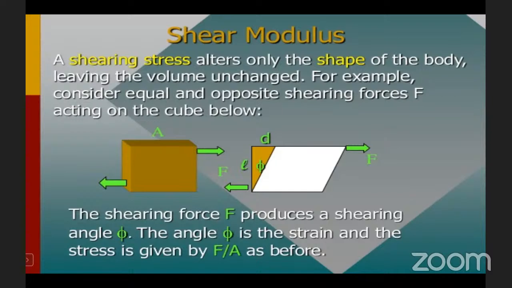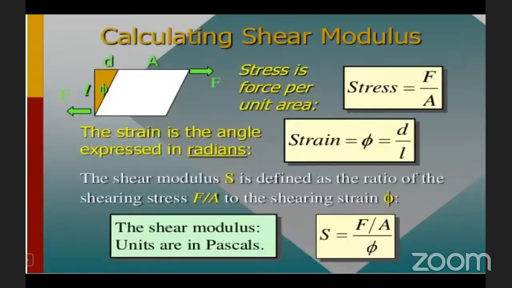So the shearing force F produces a shearing angle, some angle of change. The shearing force F produces a shearing angle φ. The angle φ is the strain, and the stress is given by force per area as before. Okay, see here, so in the problem, calculate the shear modulus. Stress is force per unit area, F by A. The strain is the angle expressed in radians. Strain equals φ equals ΔA by L.